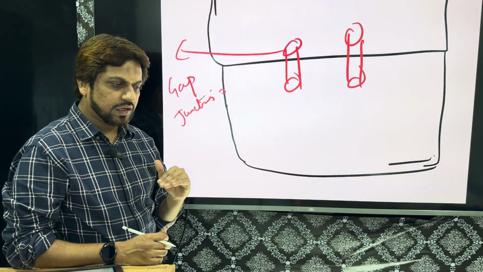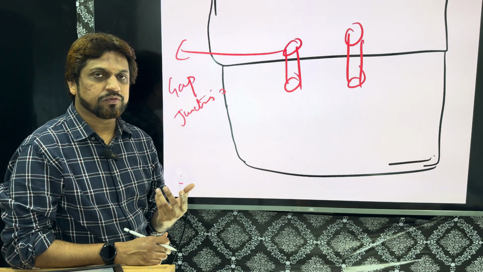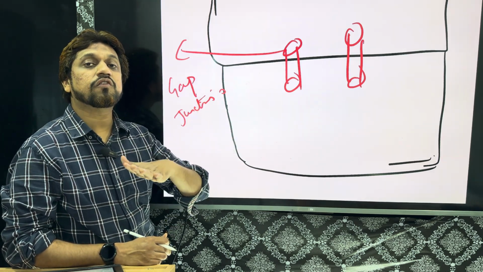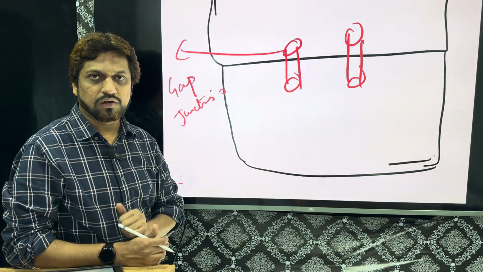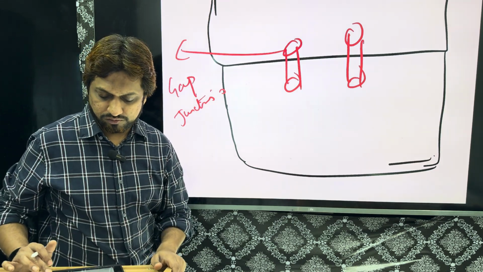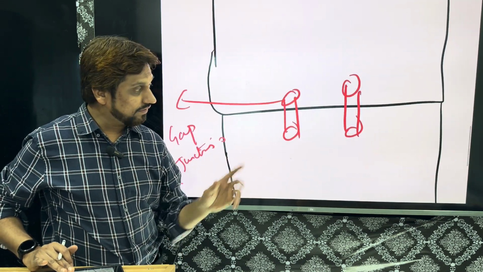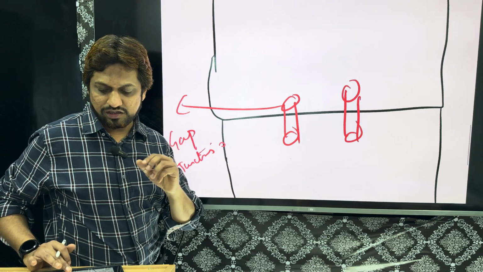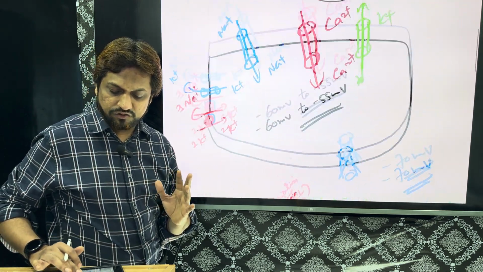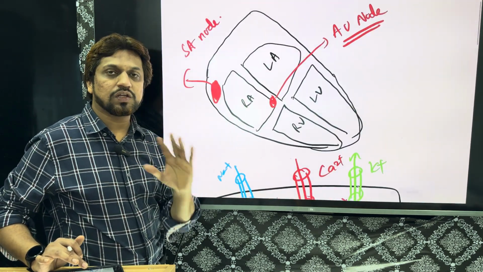So they are connected by the gap junctions, also by the desmosomes. These desmosomes plus gap junctions together form the intercalated disc, which we see under the microscope. Anyway, this is the SA nodal cell, and this is the neighboring atrial cell. How is the electrical activity from this SA node transmitted to the atrial cell?